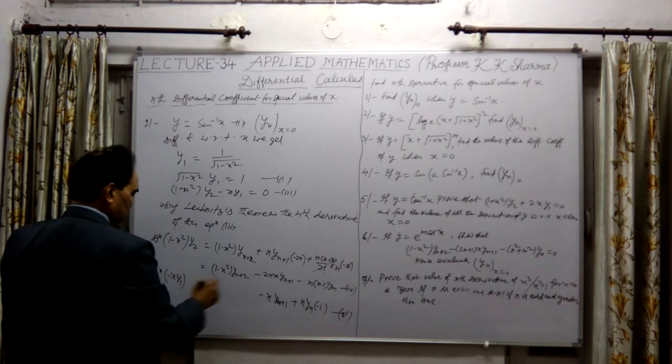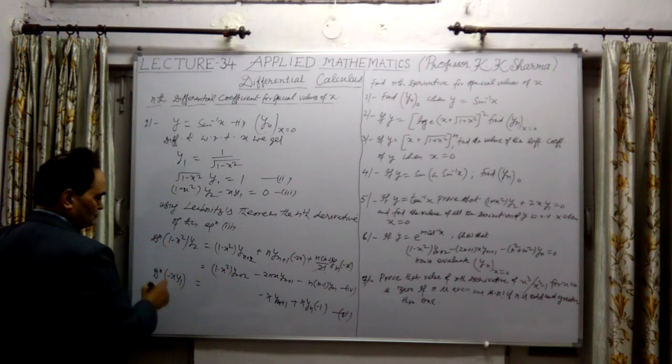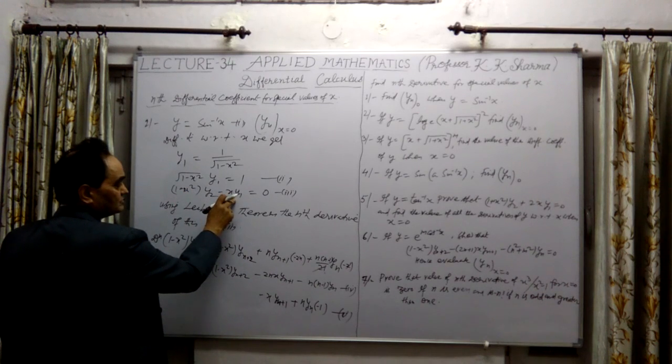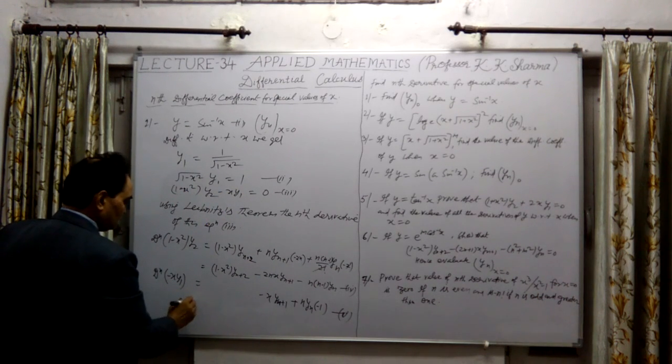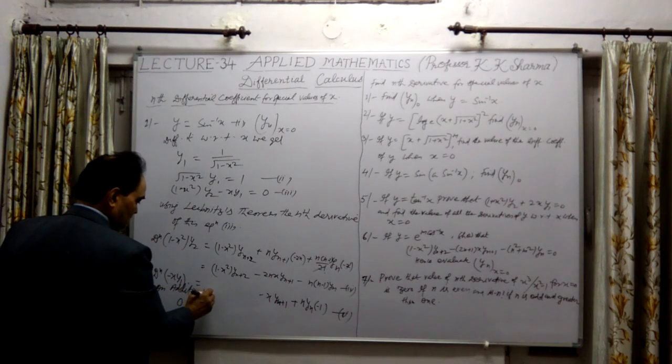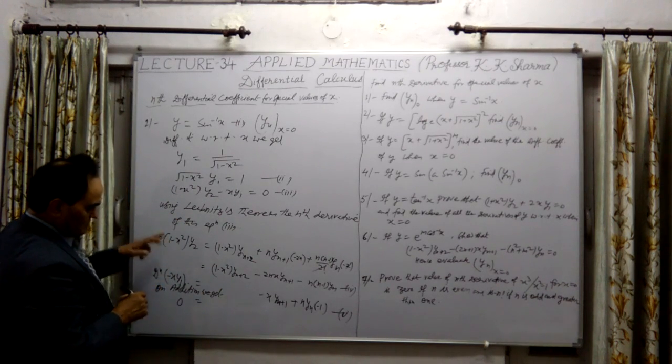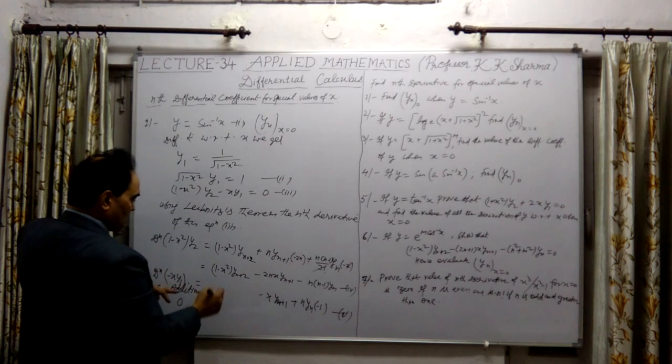Now adding these two steps, the left hand side is 0 on addition, because the derivative of this and the derivative of this, equal to 0. Let me write here on addition, we get this is 0. The sum of these two steps is 0 because it's equal to 0. Left hand side is 0.